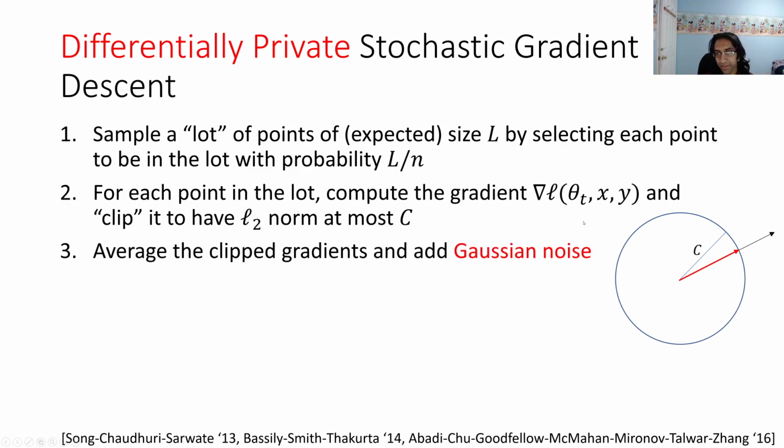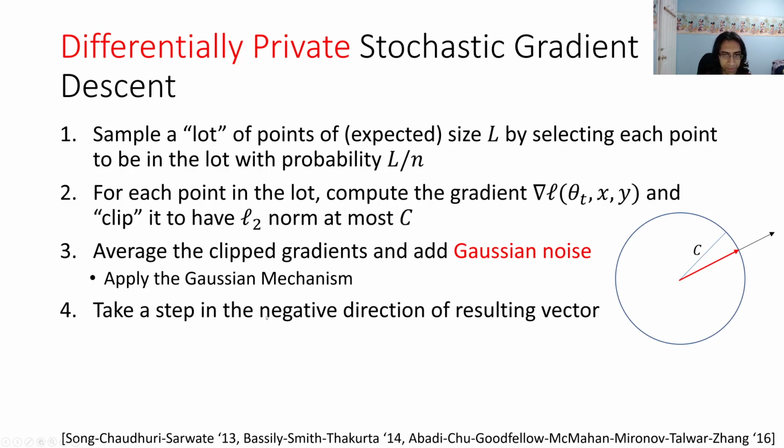So now that we have these clipped gradients, what we can do is average the clipped gradients and add Gaussian noise. This is exactly an application of the Gaussian mechanism, or the Gaussian algorithm, that we mentioned a few slides ago. So because we have bounded sensitivity, and if we add appropriately calibrated Gaussian noise, then this will be private.